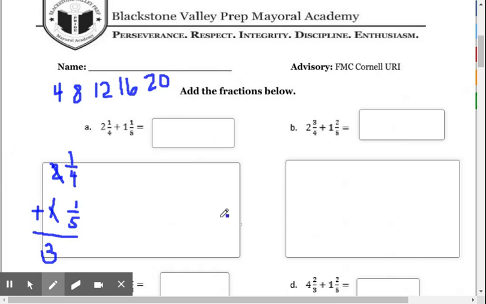Okay. I'm not going to write out my 5s because I know nothing times 5 is 4. Nothing times 5 is 8. Nothing times 5 is 12. Nothing times 5 is 16. But I do know 5 times 4 is 20. I can do my 5s in my head. 5, 10, 15, 20. Right? That's the first one that matches. So I'm going to take each of these numbers to 20.